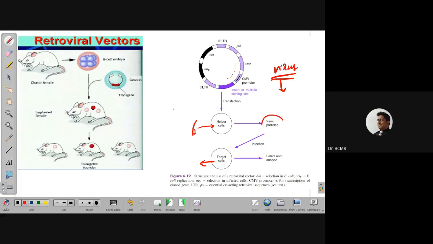So when the virus particles are made, they are not infective. They will integrate, and that's it. Nothing else could be done by that virus. No further viruses can be made, right? Because it doesn't have the genes for capsid proteins and other things. Okay.